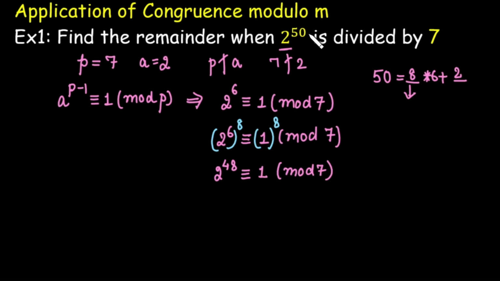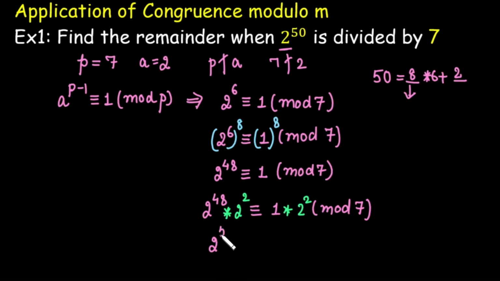Now we need 2 raised to the power 50. In the next step, multiply both sides by 2 raised to the power 2, because we can multiply both sides with the same number. On the left side, we have 2 raised to the power 50. On the right-hand side, this is 4 mod 7.